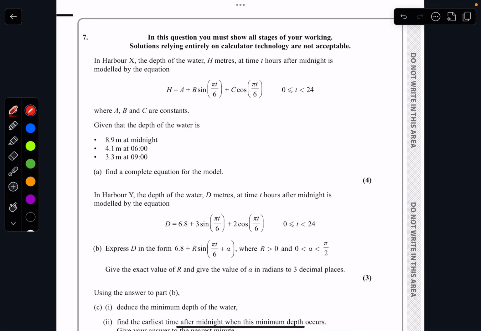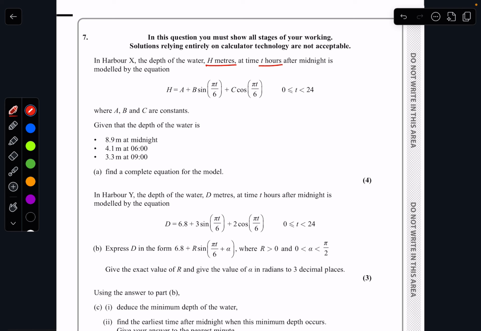So let's have a look at the next question, which is question 7 of mock 5 paper 2. In this case, there's harbor X, and the depth of the water, H meters, at time T hours after midnight. So H represents the depth of the water in meters, and T represents the hours after midnight, is modeled as the following.